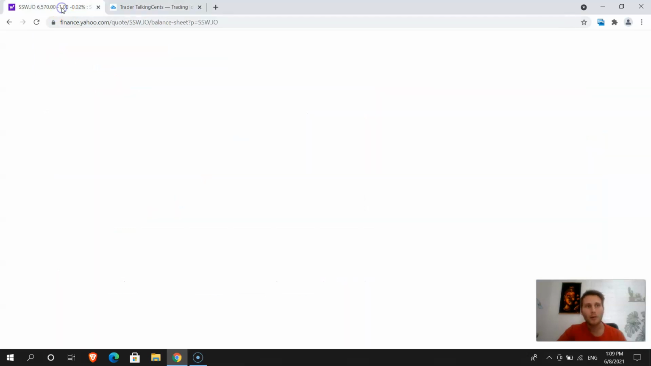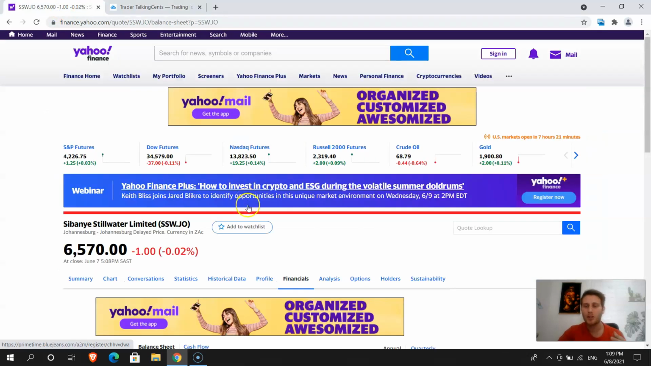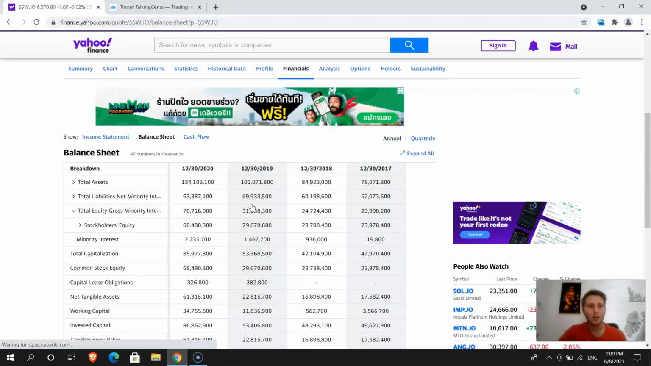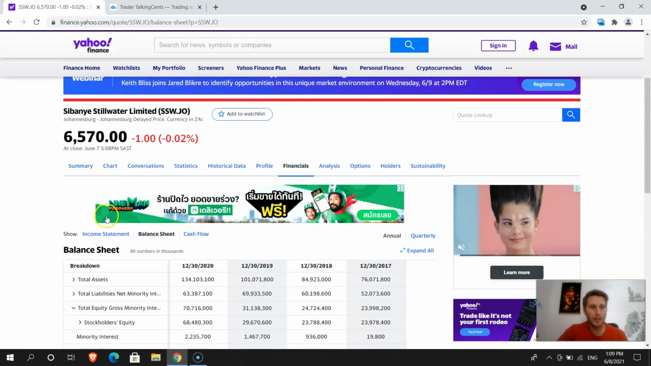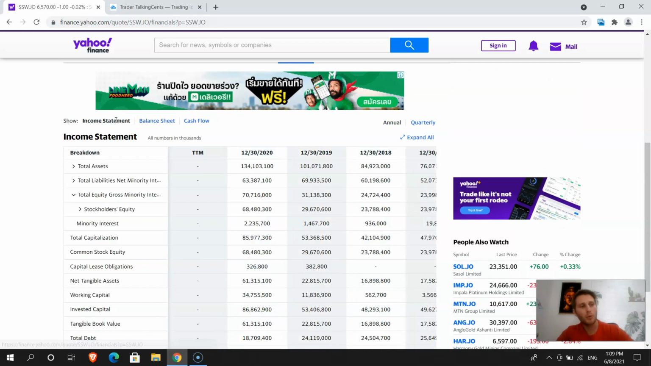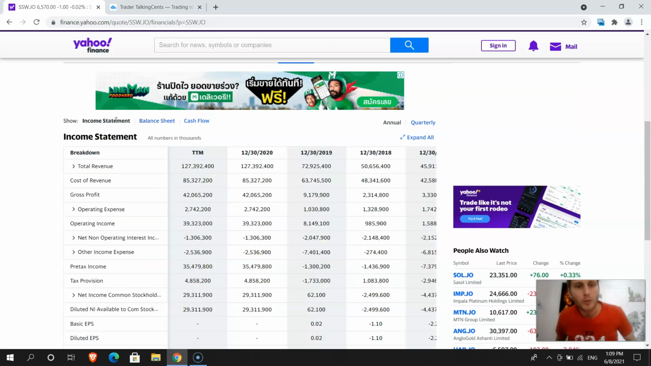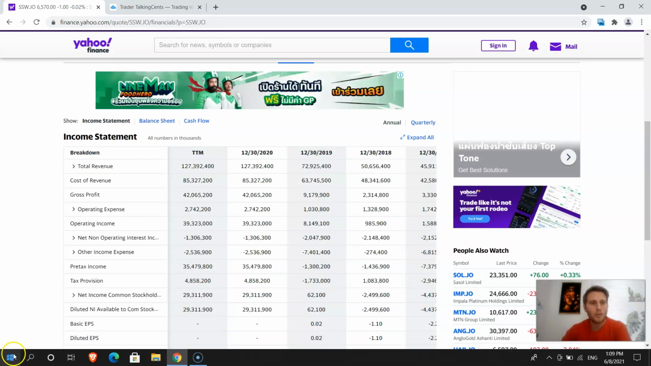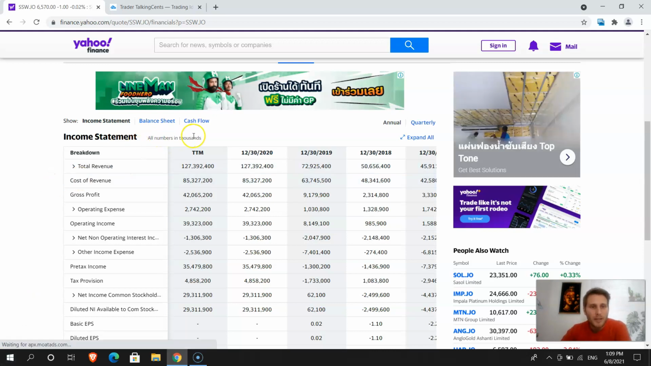And then I focus on the fundamentals, basically the strength of the company. So let's look at Sibanye's income statement quickly. And I'm going to point out a few things that you need to take note of. So you'll see first of all that it says all numbers are in thousands. Sibanye is calculated in rands. It's a South African company, so we can naturally assume that the totals are in rands.